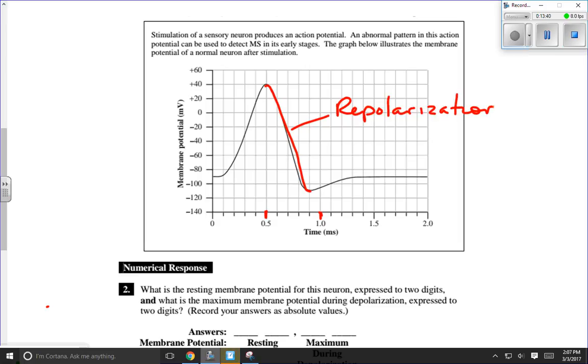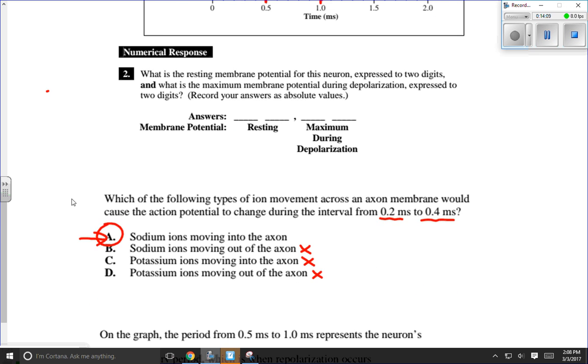And repolarization was when the sodium channels, the sodium gates closed, and the potassium gates open. That allows the potassium to escape the cell, and it's the potassium leaving that causes it to go from positive here to negative here on the interior of the cell. So we're looking at something that says something about repolarization, sodium gates being closed, potassium gates being open. So let's take a look at our available answers here.